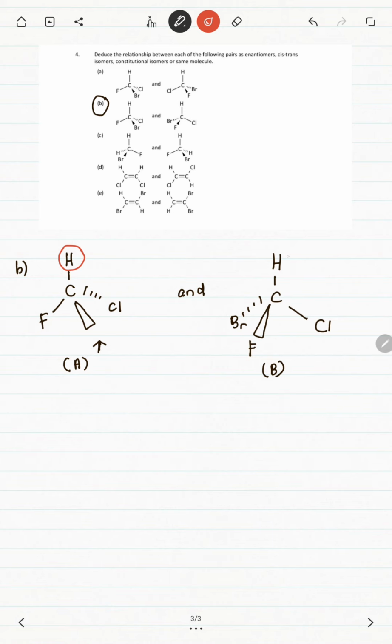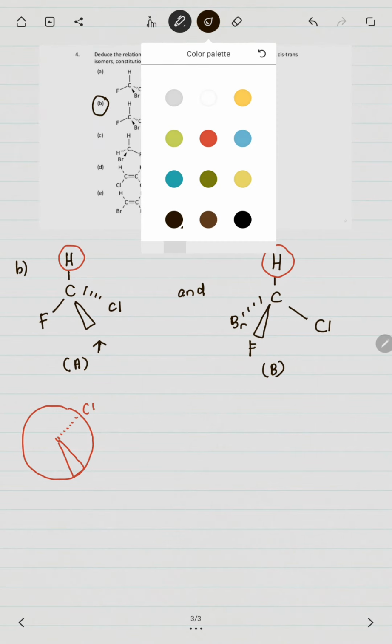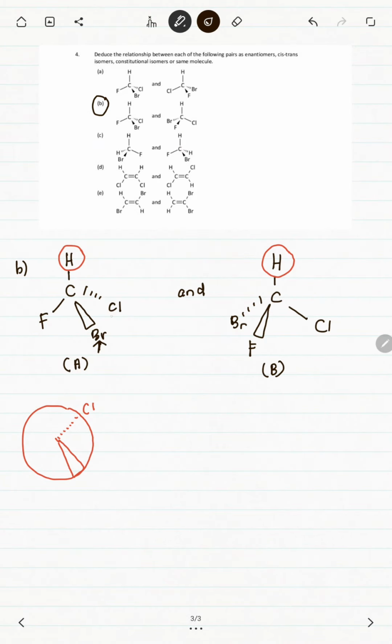The upper side is the hydrogen, so our view is from above. If I focus on the circle shape here, we divide it into 3 areas. The backward projection for structure A is chlorine. The front projection here is Br.